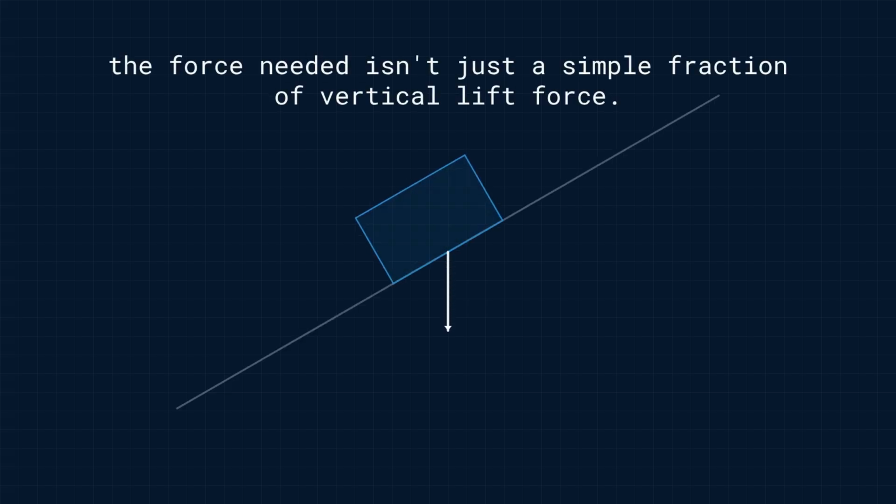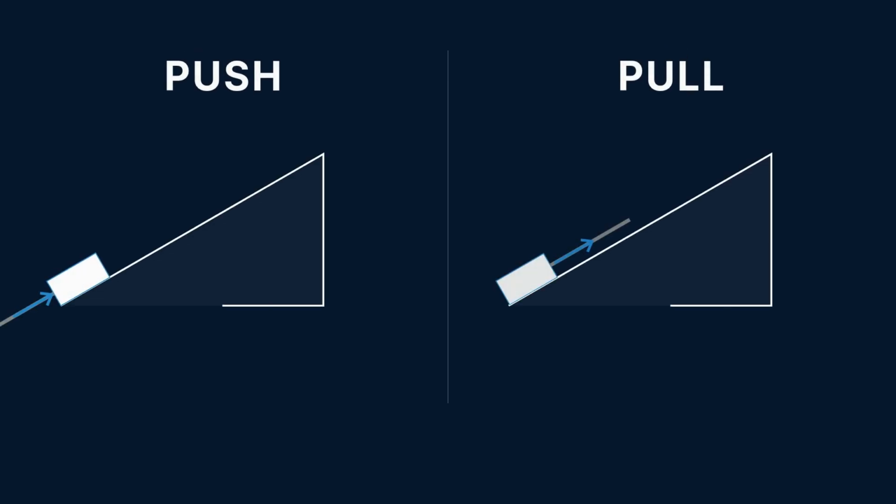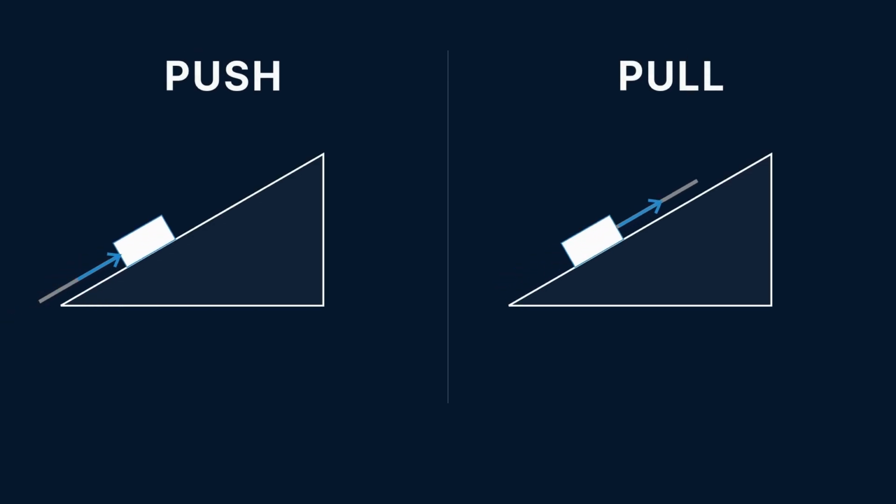Here's what catches most engineers off guard. The force needed isn't just a simple fraction of vertical lift force. Gravity splits into components along and perpendicular to the incline. Then friction enters the equation. And pushing versus pulling on that same slope, completely different force requirements.